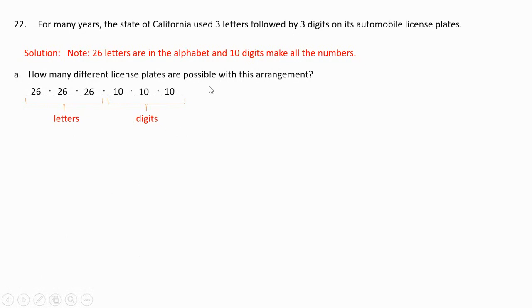Why do we do it that way? Because there's no restriction. So that's why we do it this way. We multiply it out, and we get something like 17,576,000.